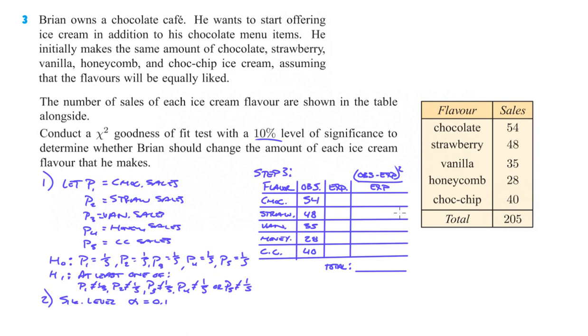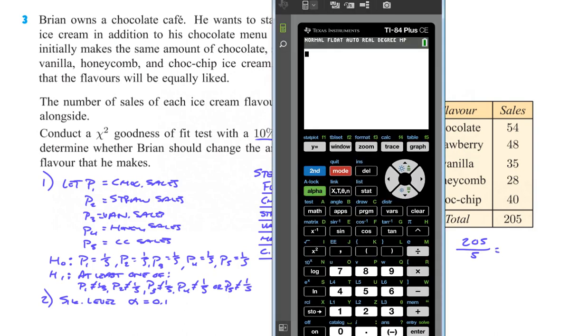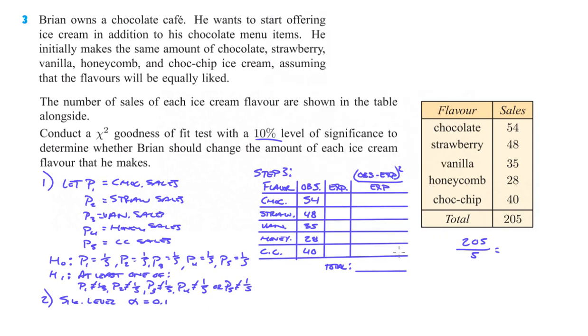Okay, here's our table all set up. We've got all the observed pieces here. Expected would be 205. Divide that by 5, and that should be our expected amount for each one. So we do 205 divided by 5, and that gives us that we should expect, if it's all fair and equal, that all of these should have 41. That's going to be everything evenly distributed.